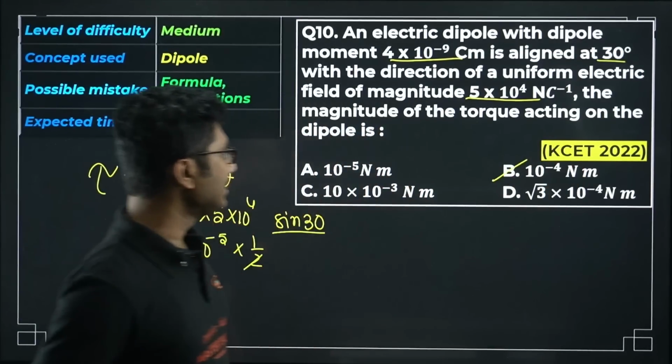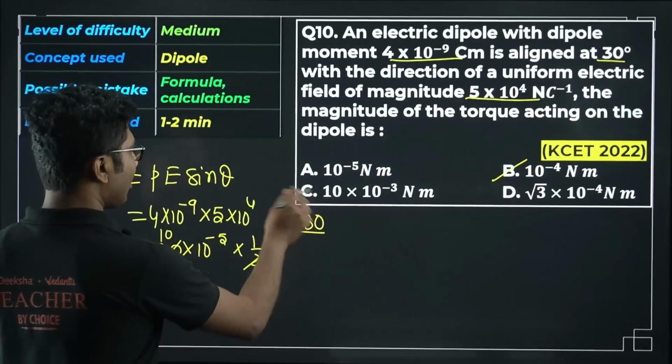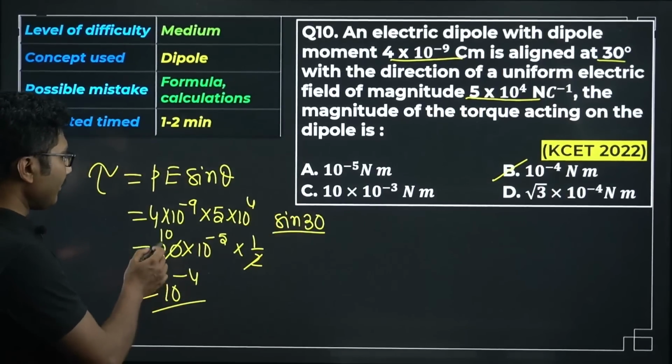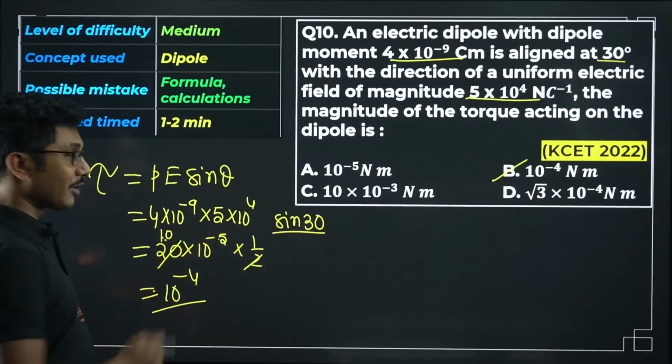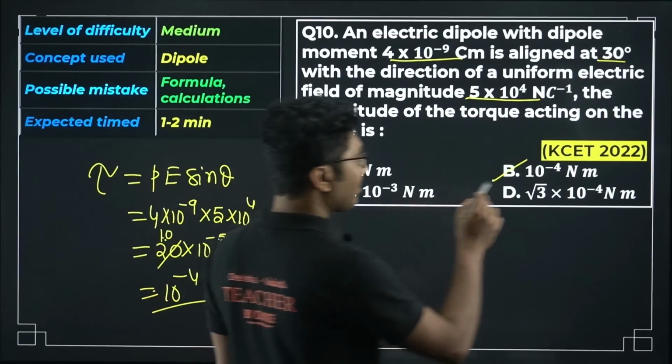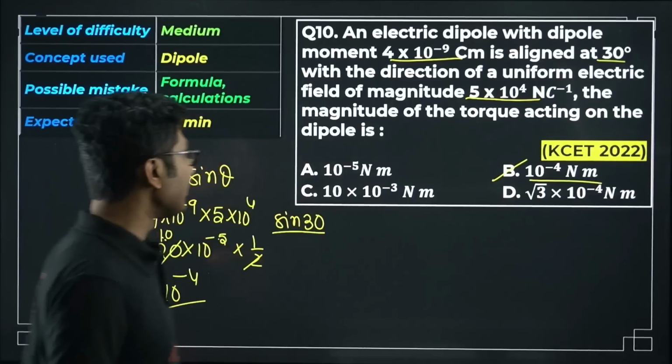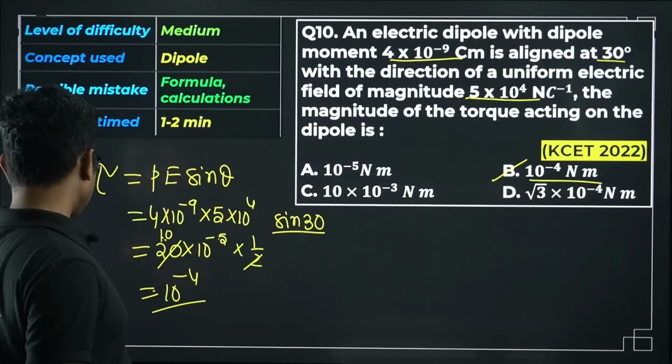So the correct answer is option B, not option C. So even if you get 10 into 10 to the power of minus 5, that means it is 10 to the power of minus 4. So it is just 10 to the power of minus 4, right? Now, next question.